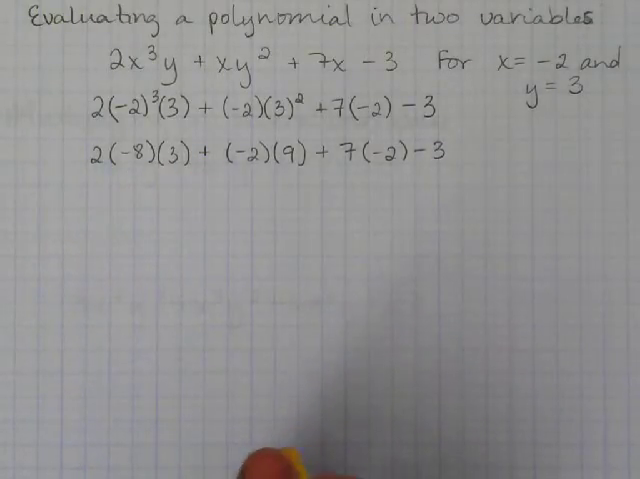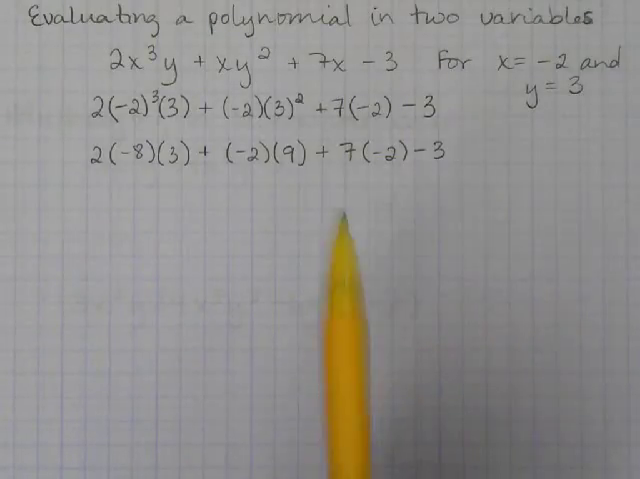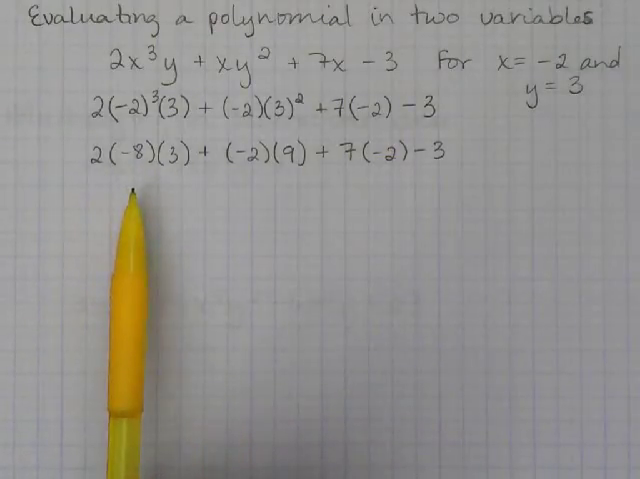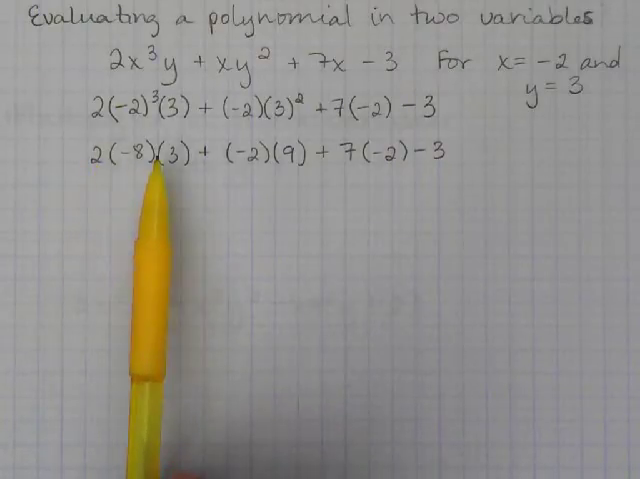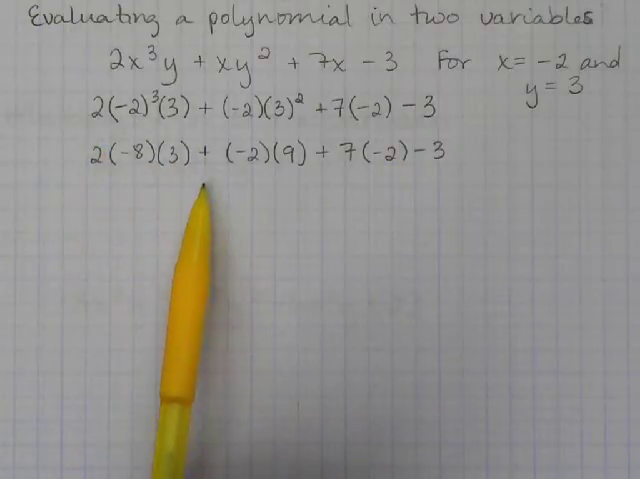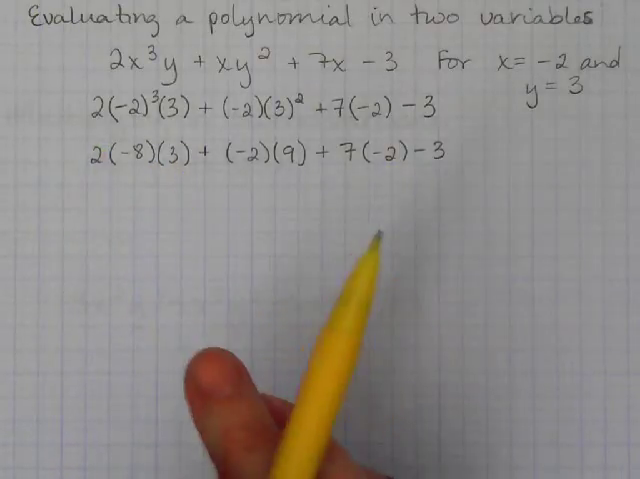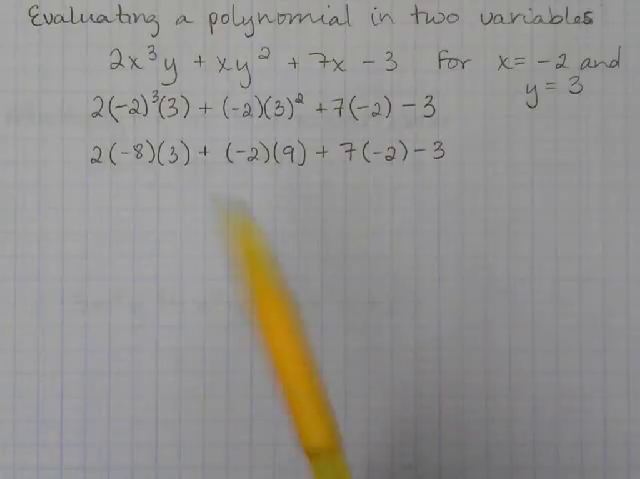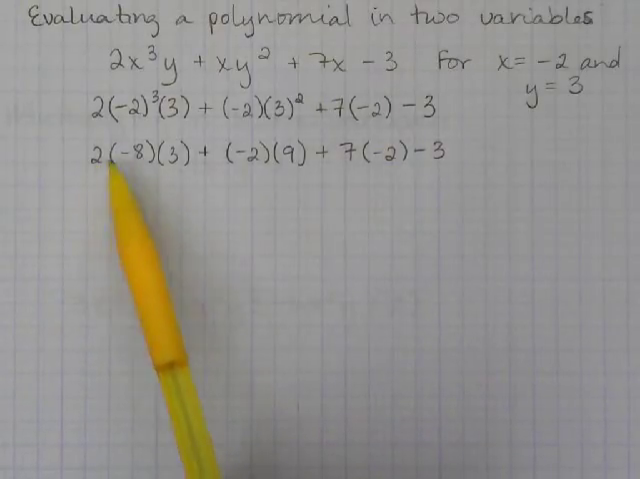Drop down my plus sign. What's negative 2 times 9? Negative 18. Drop down my plus sign. What's 7 times negative 2? Negative 14. Drop down, minus 3.